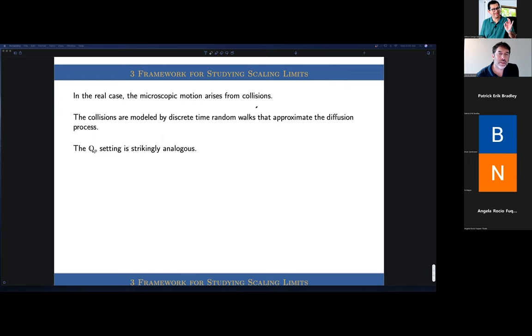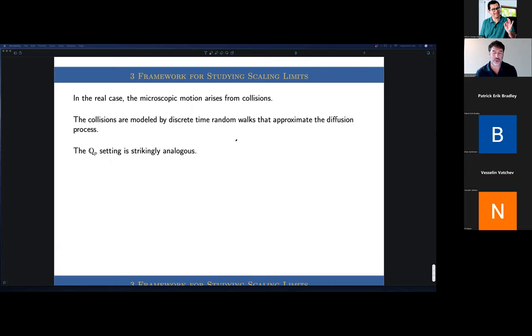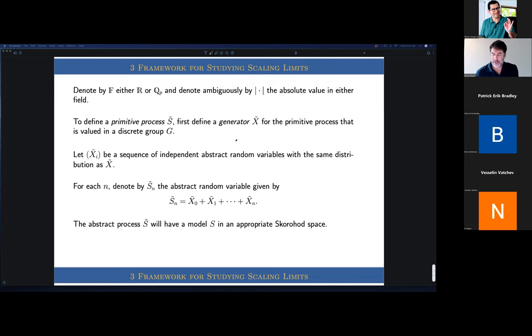Yes. Okay, great. Remember that in the real case, the microscopic motion associated to diffusion arises from microscopic collisions. The collisions can be modeled by discrete time random walks that approximate the diffusion process. The Q_p setting is actually strikingly analogous. So I want to discuss how we get such things.